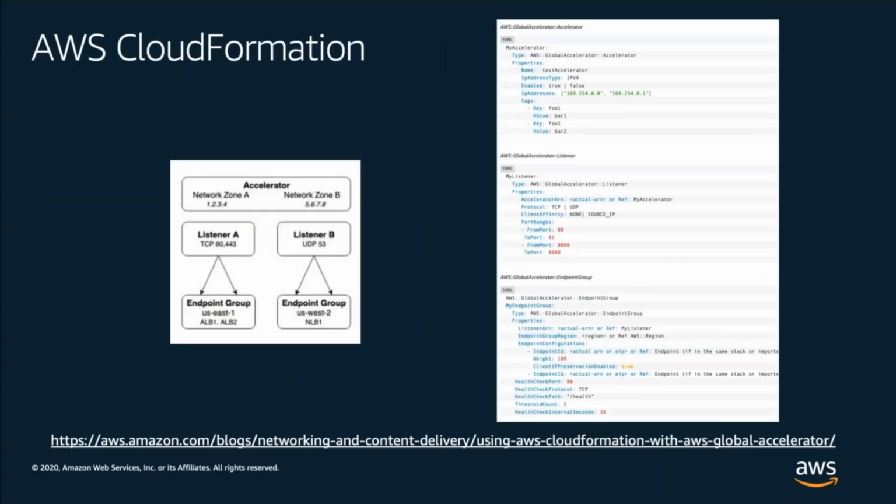Then we launched AWS CloudFormation templates. If you automate your deployment via CloudFormation, now you can easily also deploy your Global Accelerator, your listeners, and your endpoint groups and the endpoints in it. I've added links to the different blog posts that we released for each of these features that go into greater detail on exactly how to implement this. This is just a snapshot of how the template looks.